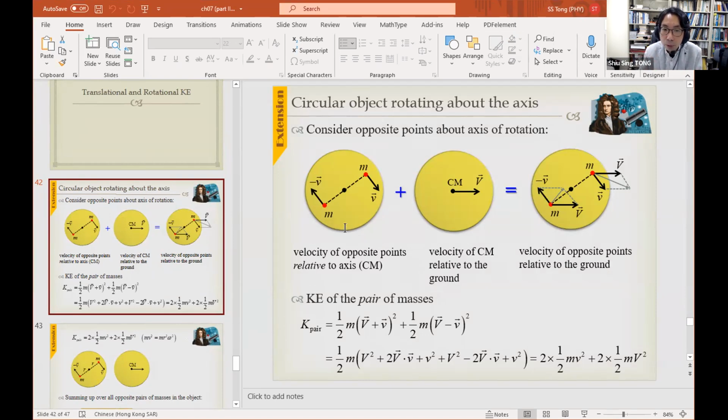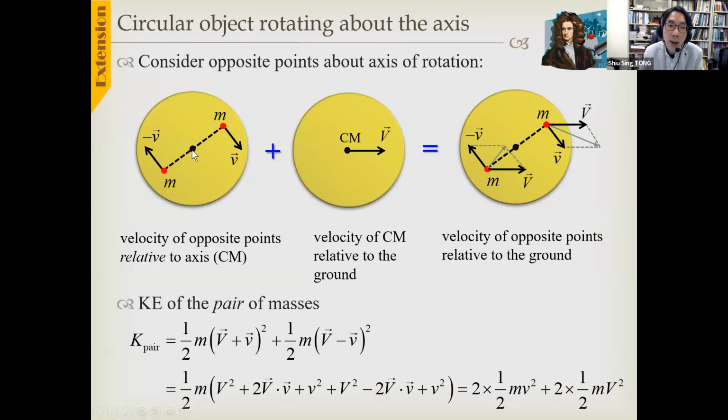Now, suppose the cylinder is rolling and also moving forward. If I take the rotation axis, and I look at two particles on the opposite sides of the rotation axis, these two particles are at equal distance, but at opposite sides of the rotation axis.